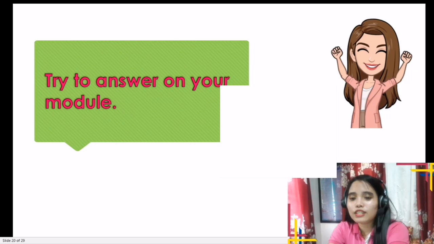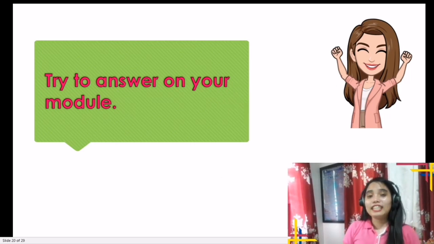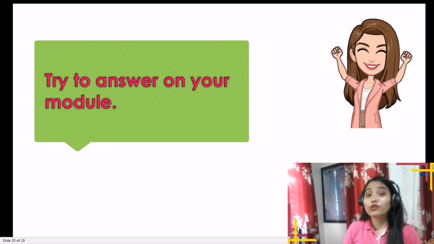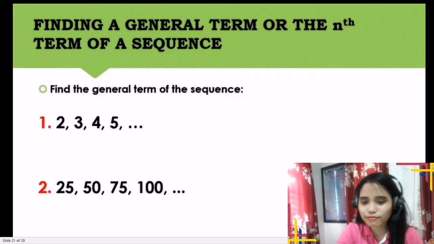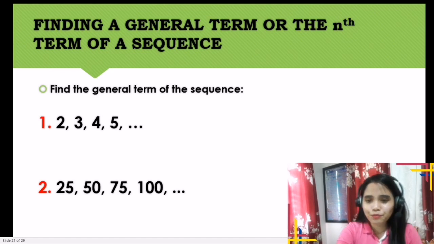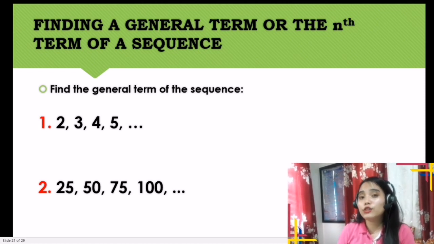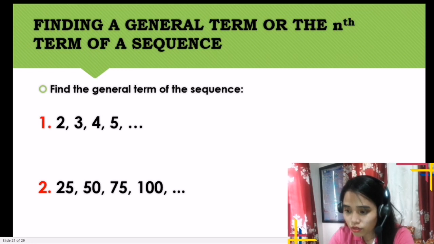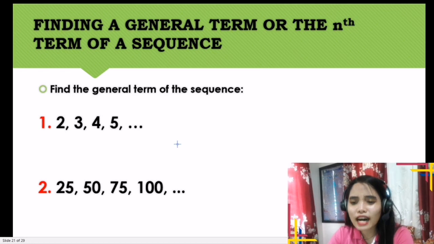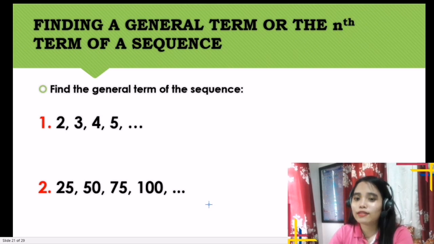Okay? So, that was easy, right? You can try to answer it on your module. Now, next, finding a general term or the nth term of a sequence. Earlier, we were finding the terms of a sequence. Now, we have the terms of the sequence and we will find its general term, its pattern. Okay?